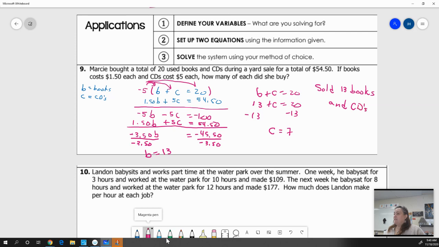Now this is getting long, so I'm going to stop it, but I'll probably do some more word problems in class with you guys so you can get a feel for it.